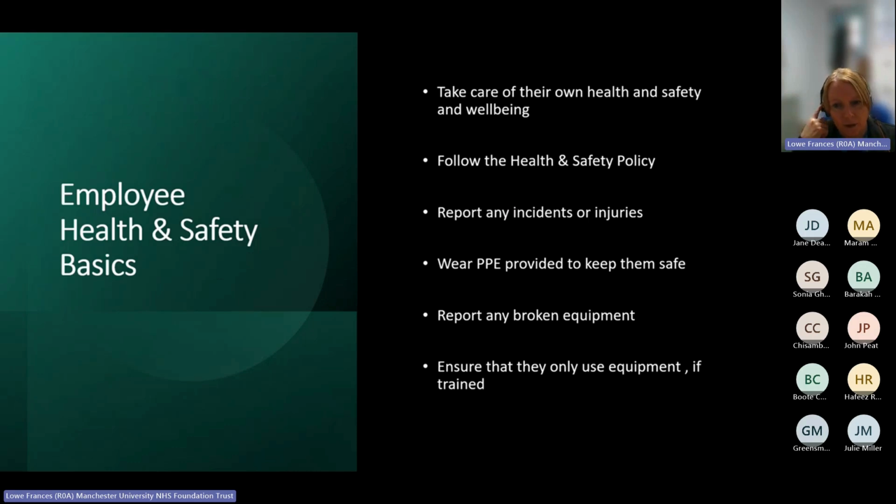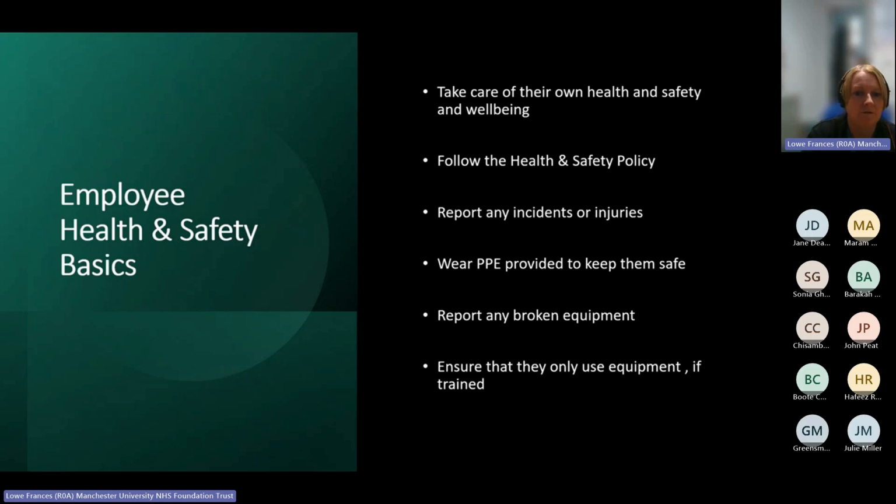Following the health and safety policies, reporting any incidents or injuries, wearing any PPE that's provided to keep them safe. So that's things like goggles, lab coats, plastic sleeves, using fume hoods, wearing aprons, and also wearing closed-toe shoes and keeping your hair tied back, because this is important. It's quite easily done.